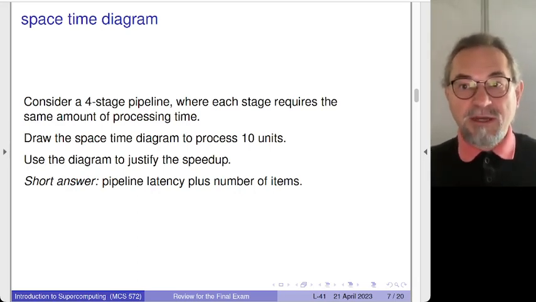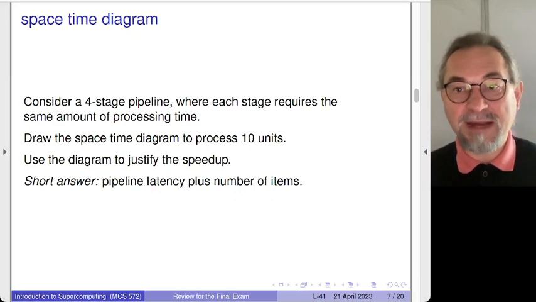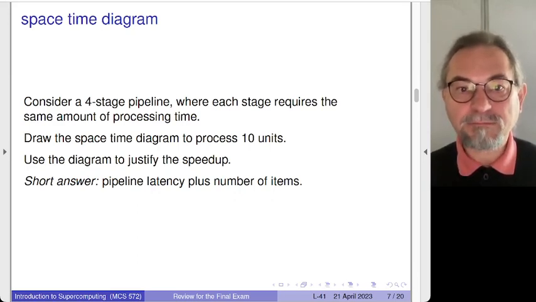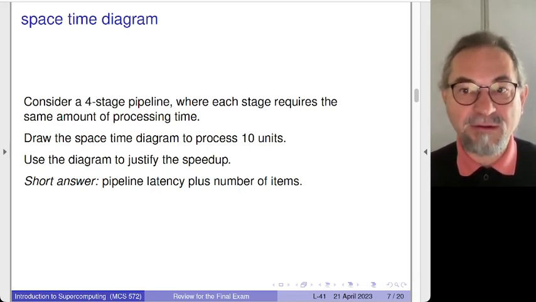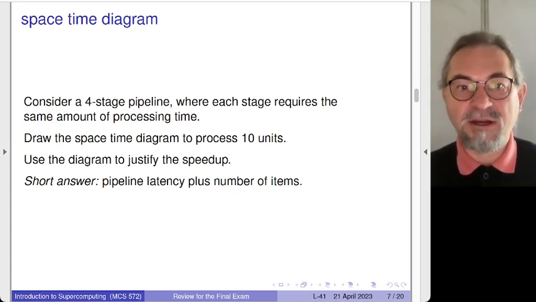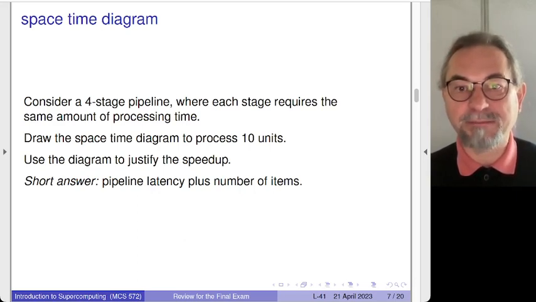So asymptotically, if you have an infinite number of units, a plant that goes on forever, then the maximum speed up is 4. So that's the way to look at it. I just answered this question with a back of the envelope computation: 40 over 13. That's the answer. What you will need to do to justify your answer is to draw the space-time diagram that also shows clearly the filling up of this pipeline and the pipeline latency.